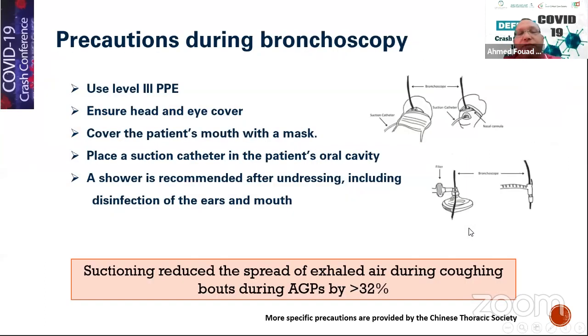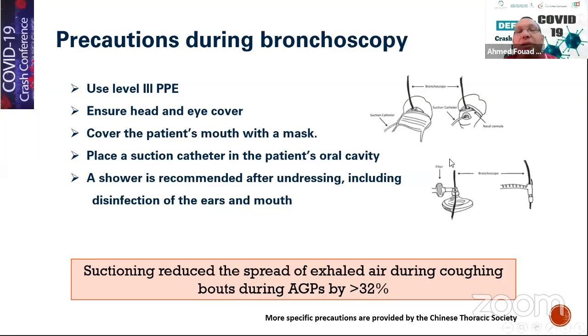Don't use open suction for such a case. Bronchoscope, as much as you can, try to avoid it. Try to avoid bronchoscope unless indicated. When you use it, level 3 PPE, high aerosolization. Keep continuous suction inside the mouth. They found this continuous suction decreases the aerosolization and the distance by coughing by 30%.